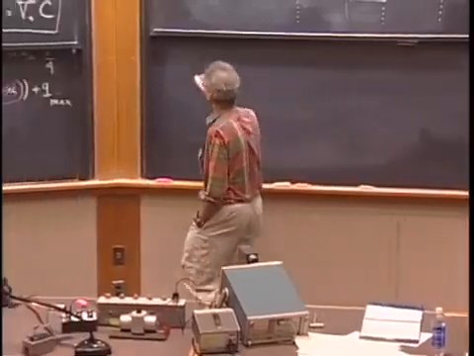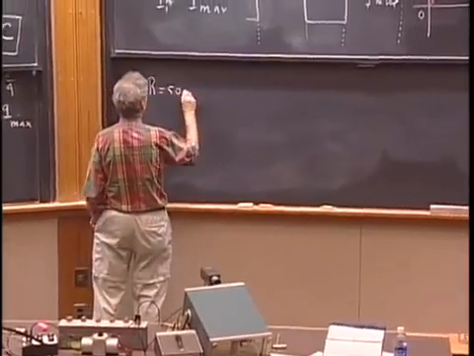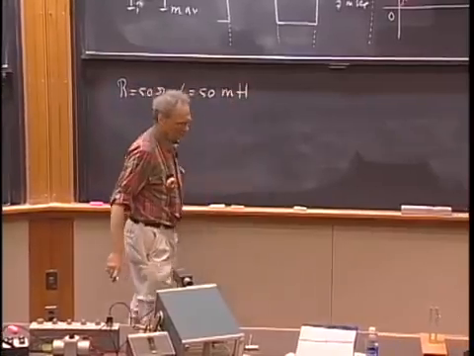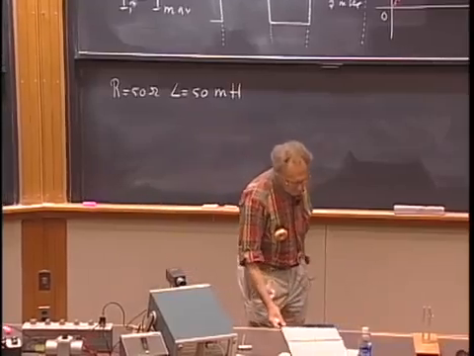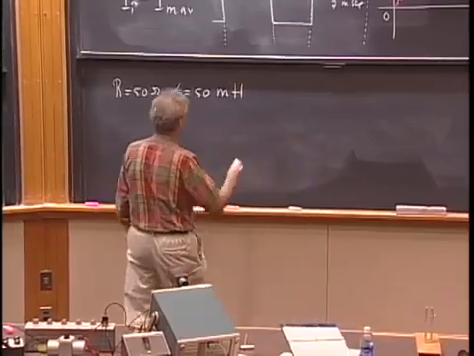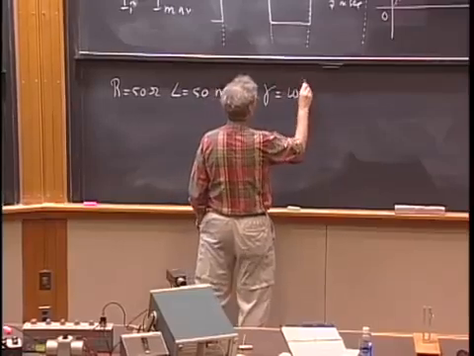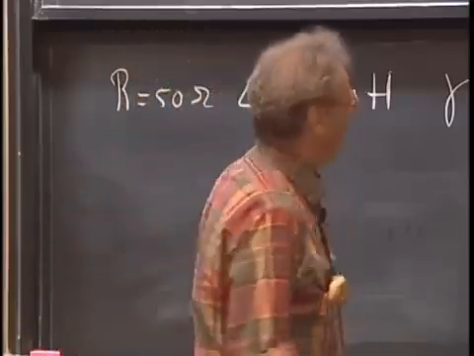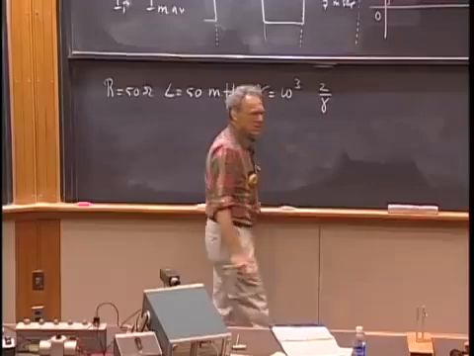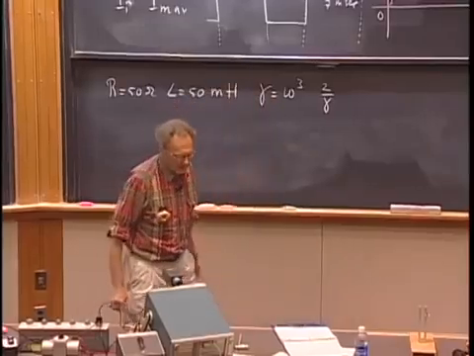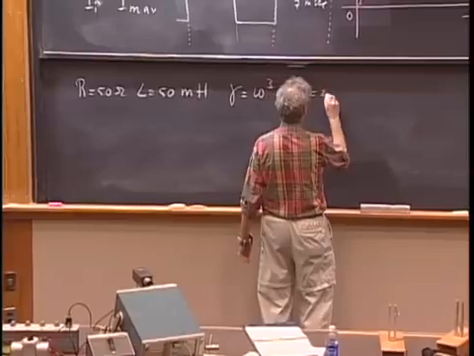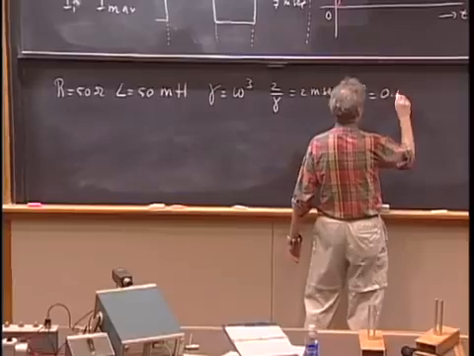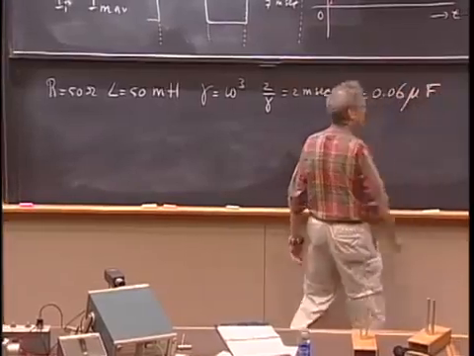The R is going to be 50 ohms. The L is going to be 50 millihenries, 10 to the minus 3. So that tells me that gamma, which is R over L, is 1,000. That tells me that 2 divided by gamma, which is the 1 over E decay time, is then 2 milliseconds. C is going to be 0.06 microfarads.